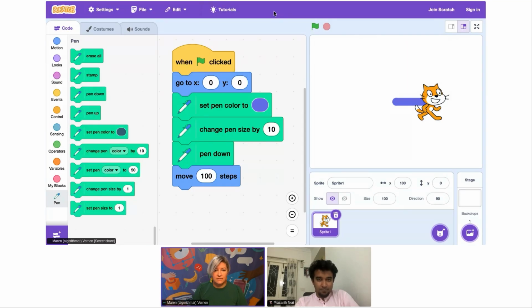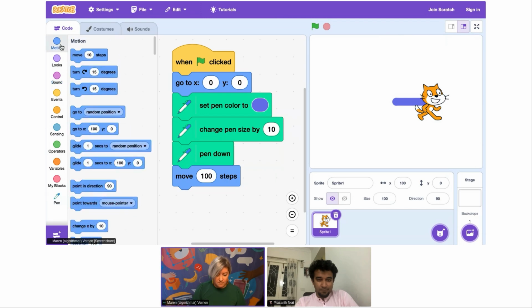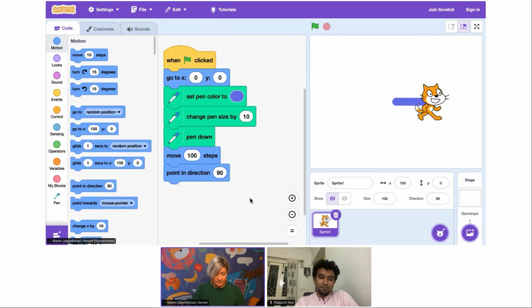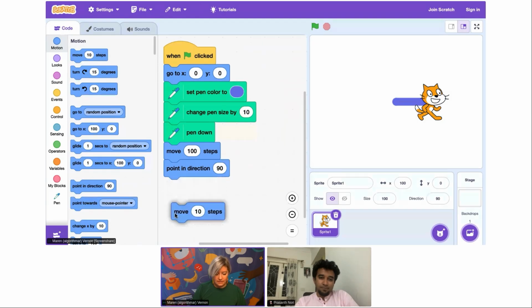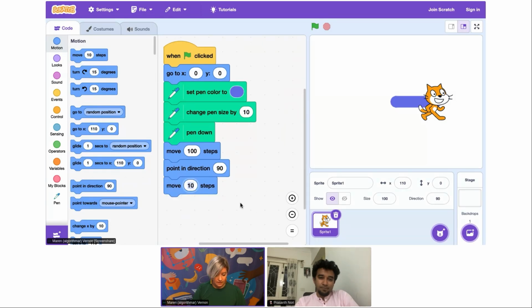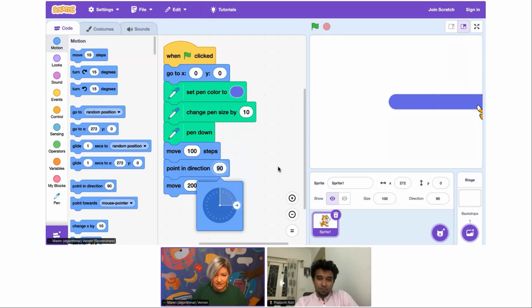So now that I've moved these steps, maybe I'm drawing a square. So I'm going to go back up to my motion blocks and I might find a block like point in direction. And I'm going to just keep adding to my script here. Let's move another, whoop, I think I clicked the button. Let's move another, I'm going to put in 200 this time. What happened? That doesn't seem promising, right? Well, I forgot to change my direction here, right?